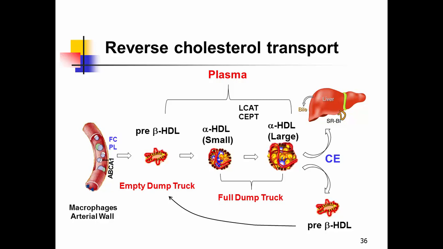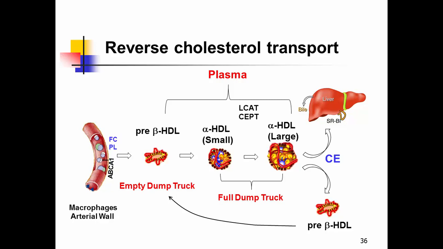So it can pick up free cholesterol and phospholipids from peripheral tissue, like macrophages on the artery wall. Once it has received those lipids from peripheral tissue, it becomes alpha HDL. Its size is bigger because it contains the lipids, and it becomes larger during transportation in the plasma.